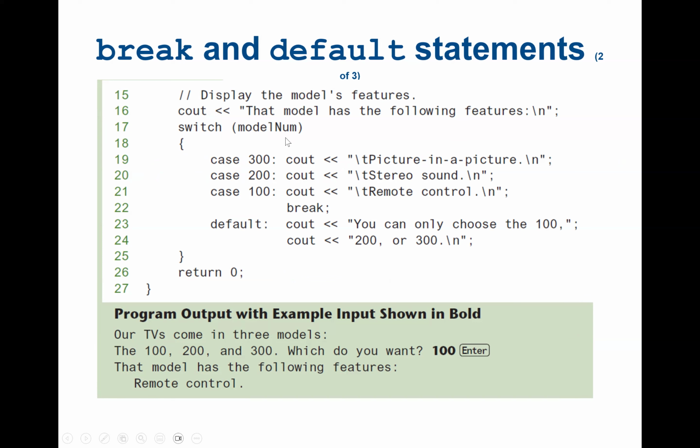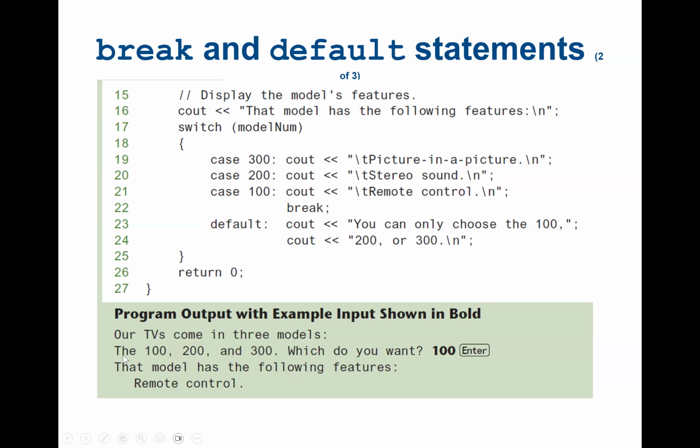So we have switch modelNum. If the user entered 300, then we are going to say picture in a picture. Then you can see what we are doing here. We check case 200, stereo sound. If the case is 100, we have remote control. Then we break. Now, if the user didn't enter any of these 100, 200, or 300, then the last option, which is default, will always execute, which will say you can only choose 100, 200, or 300.